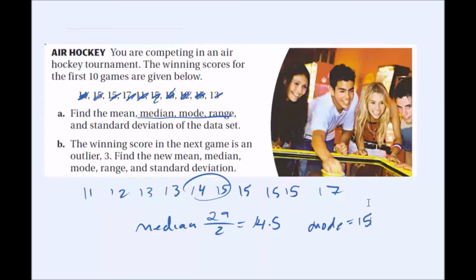And the range is just how far the data set travels. The range is from 11 to 17. And the way we show that is by saying it's 11 to 17. So what we do is 17 minus 11, and the range is actually 6. So we know it's 11 to 17, so we take the top number minus the bottom number, 17 minus 11, and we get 6.